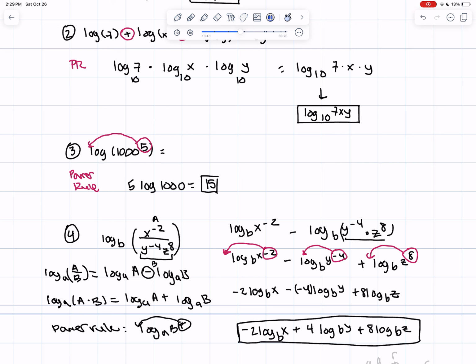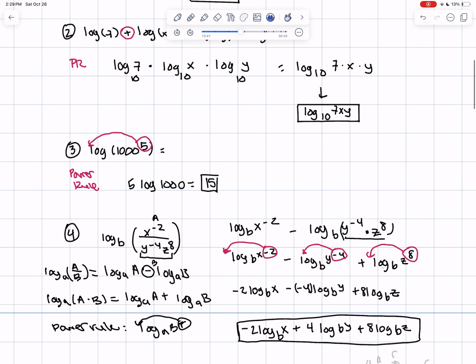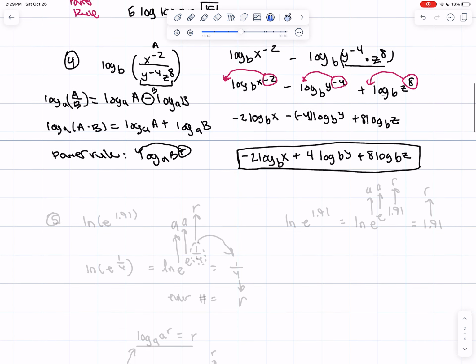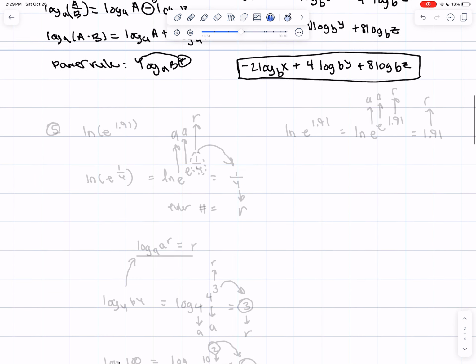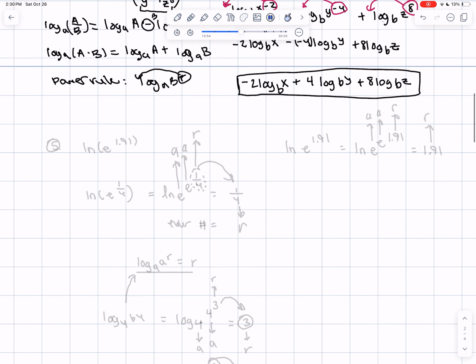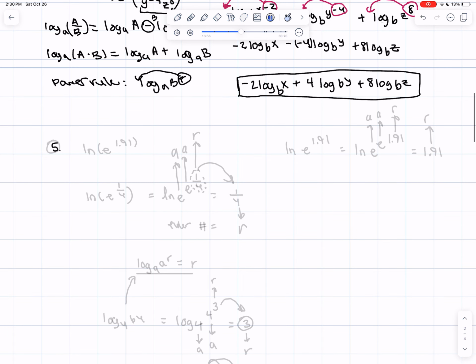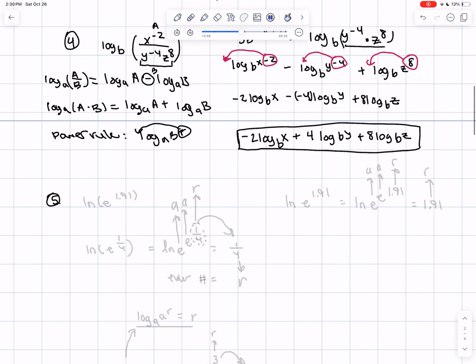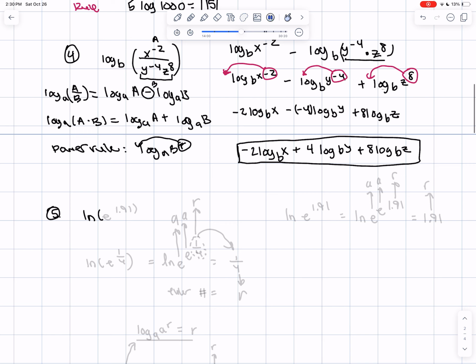Now let's do a few problems that have e in them. I wanted to just go briefly over this. If they have an e in it, it's actually really easy to solve. Haha, easy. So let's do two examples of this. We have ln e to the 1.91. Now let's do another one, ln of e raised to the 1/4.